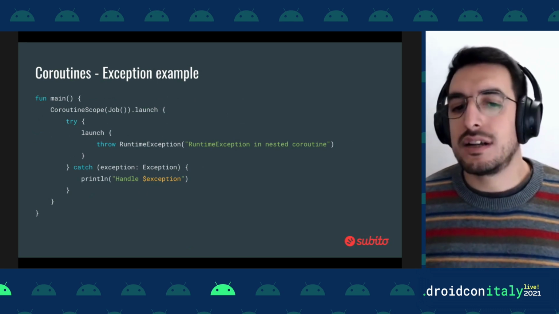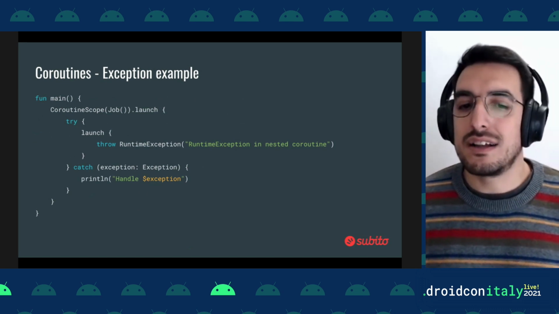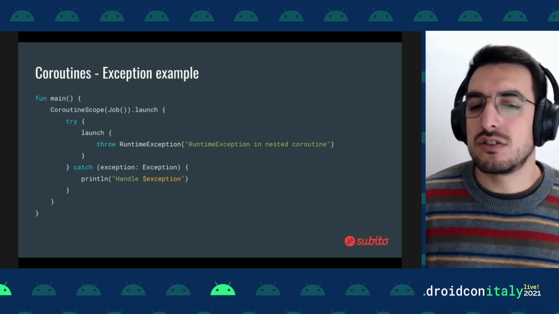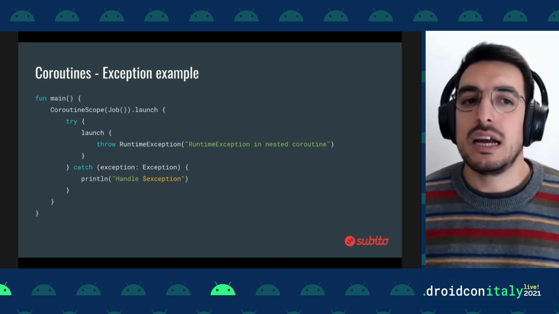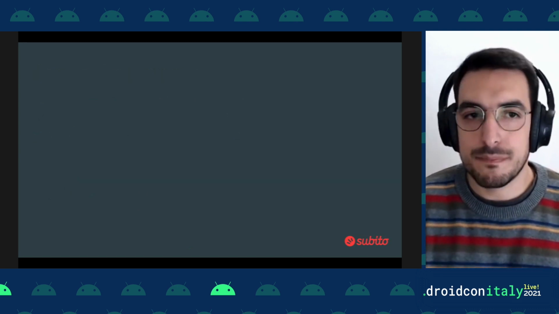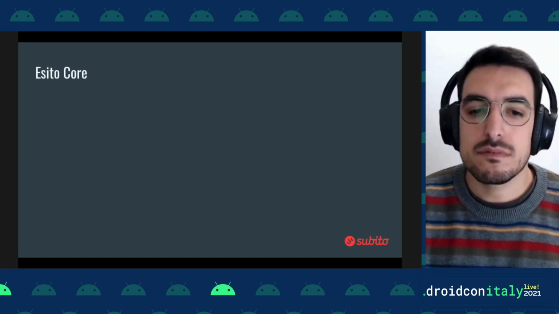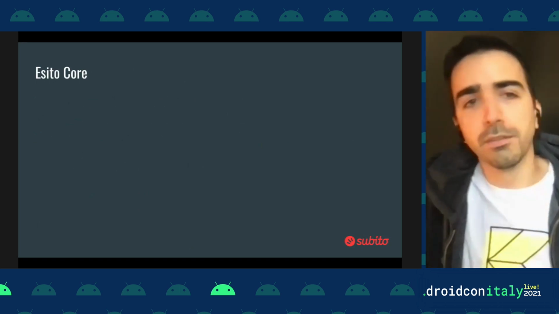So our library tries to resolve this situation, to handle the error without the try-catch block. And that's why we built Esito.